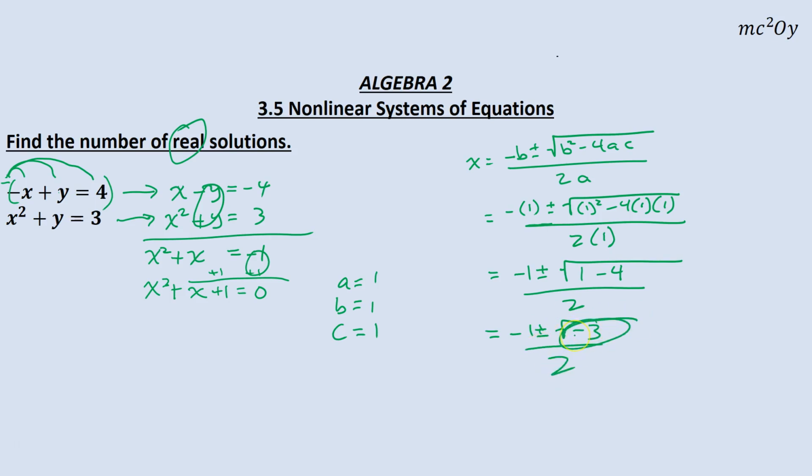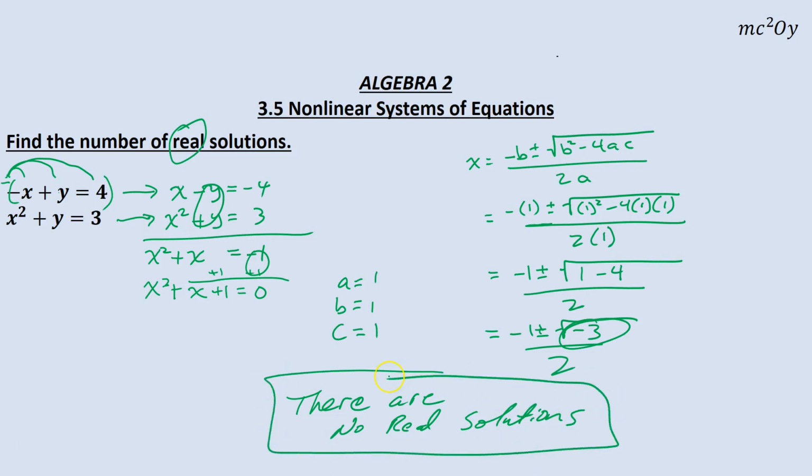Whoa, we have a negative. Now that means I have imaginary solutions, which means if it's asking for the number of real solutions, or find the real solutions, I can't do it. There are no real solutions. The only solutions I have are imaginary. I'm just going to stop there once I recognize it's imaginary.